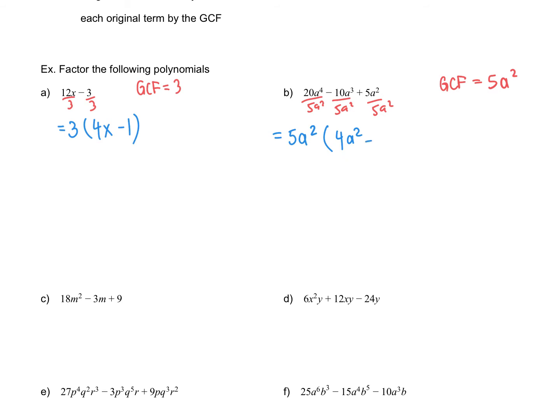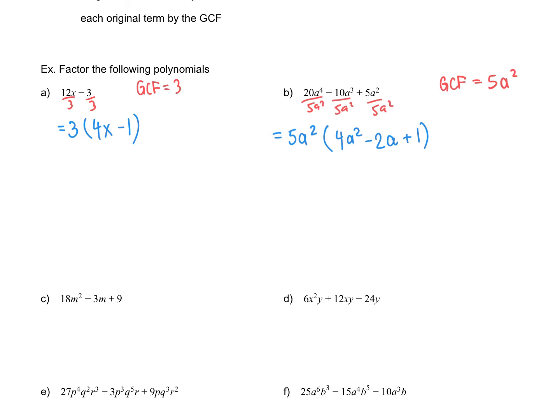Negative 10 divided by 5 is negative 2. A cubed divided by a squared is a to the 1, or just a. And then 5 times a squared divided by 5a squared, that's just 1, because anything divided by itself is 1. And that would be it for that one as well.